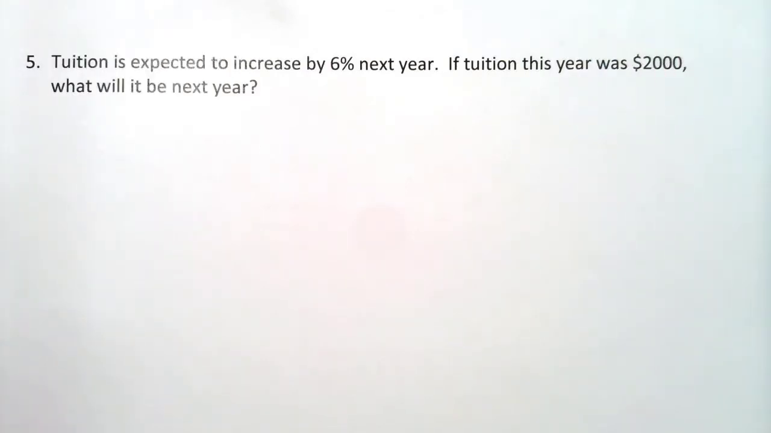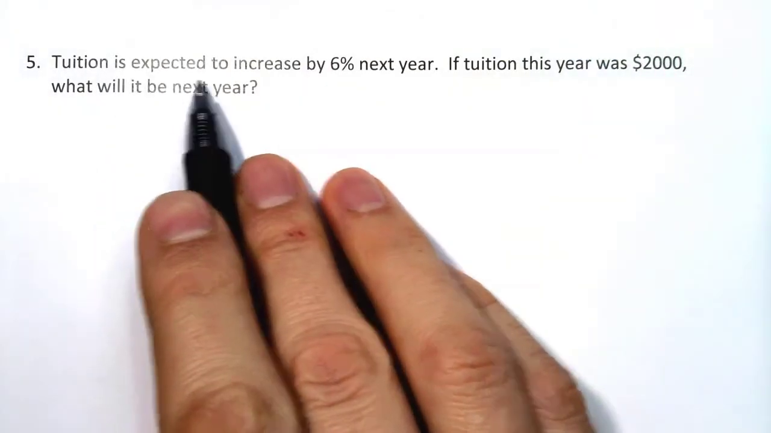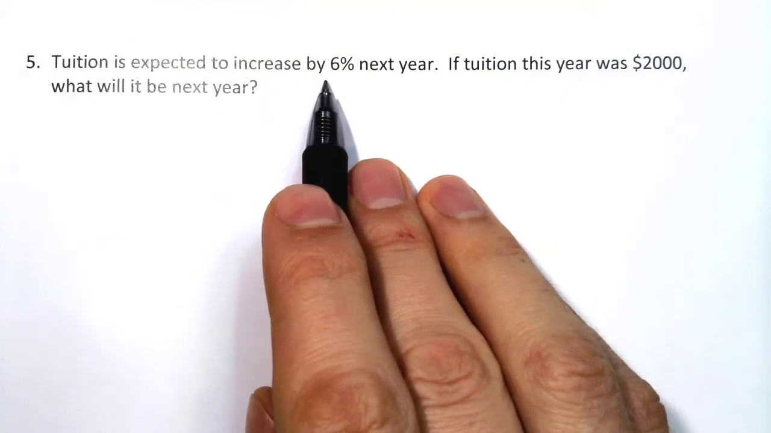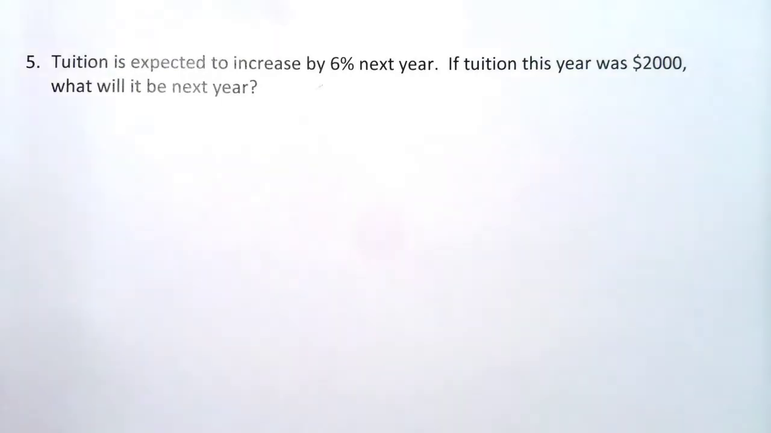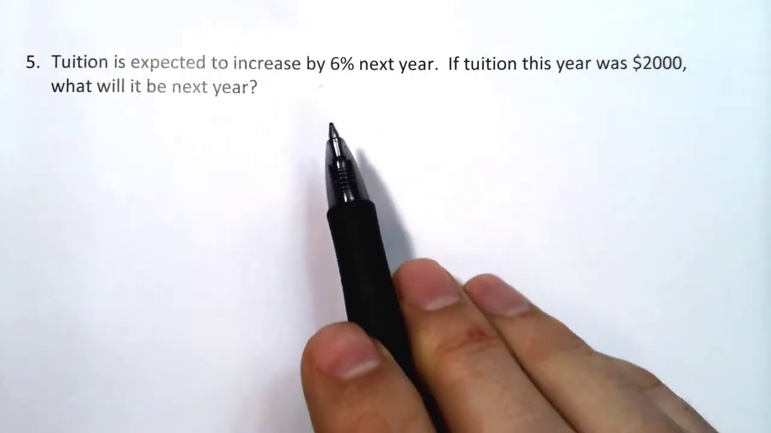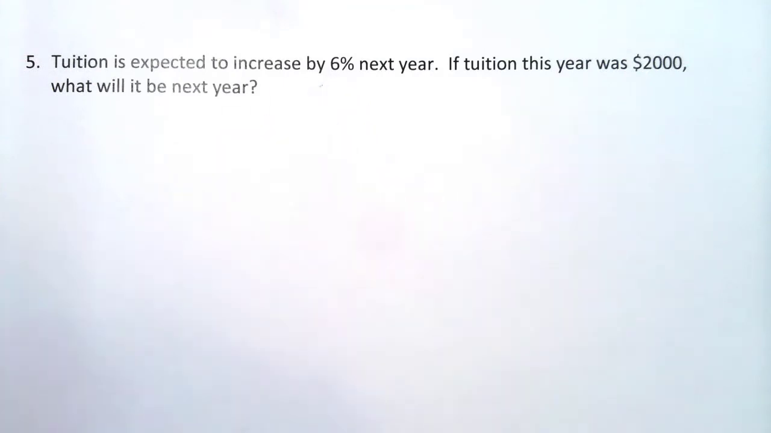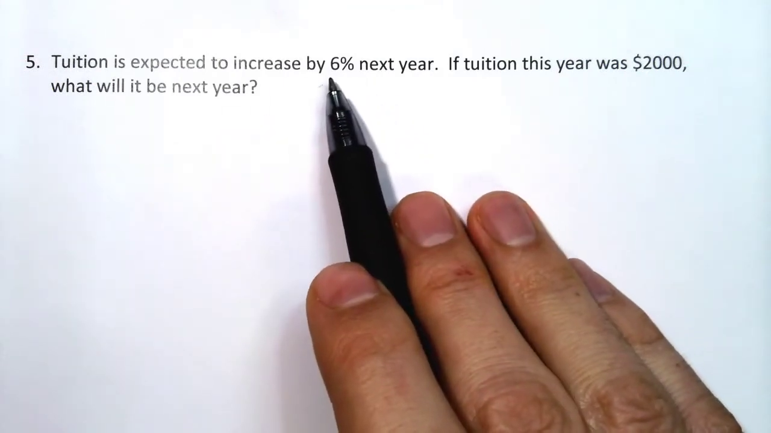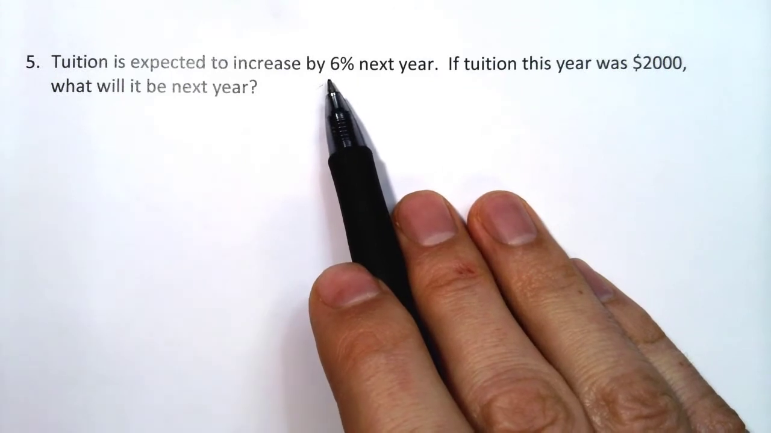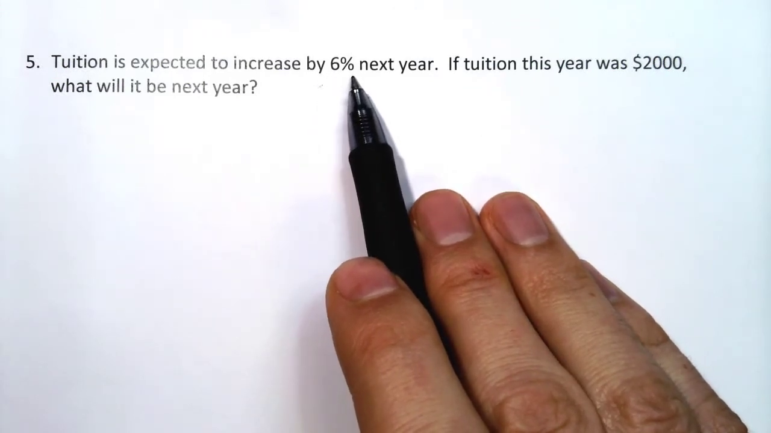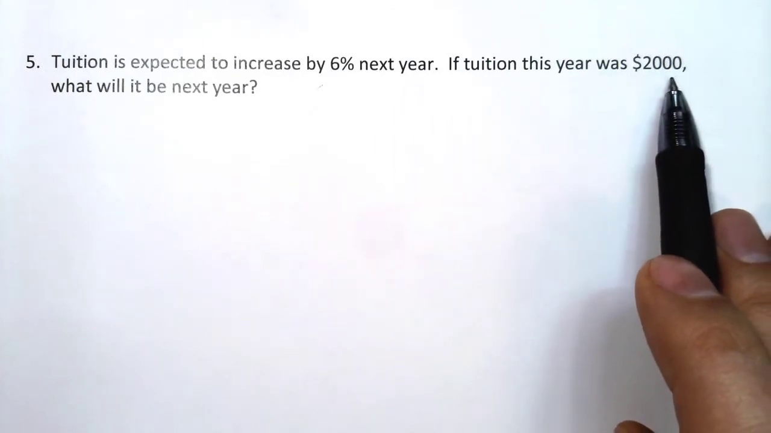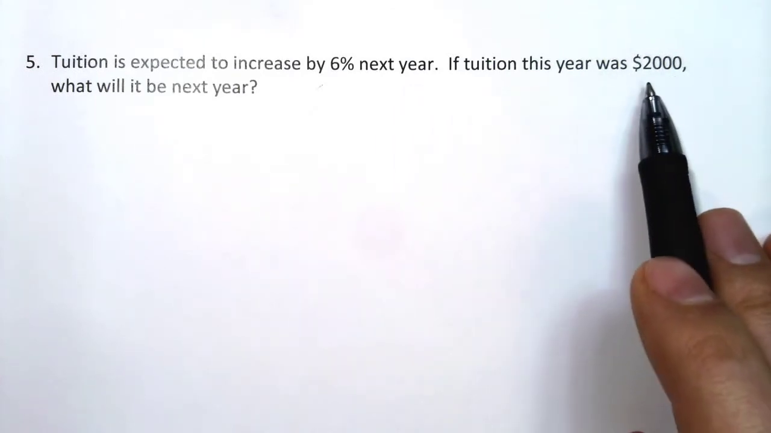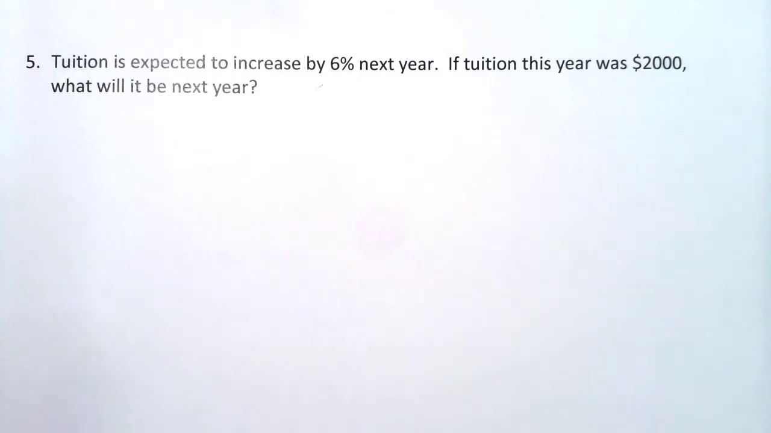Okay, in this problem, we're told that tuition is expected to increase by 6% next year. If tuition this year was $2,000, what will it be next year? So we've got to think a little bit more here. We want to increase the tuition. Well, we don't want to, but that's what's going to happen. We're going to compute what would happen if we increased the tuition by 6%. So what we'll need to do is compute 6% of $2,000 first. So we're going to add that number to last year's tuition.